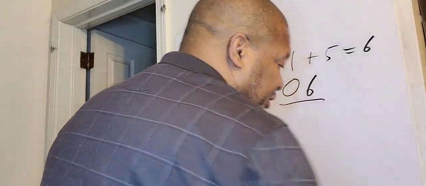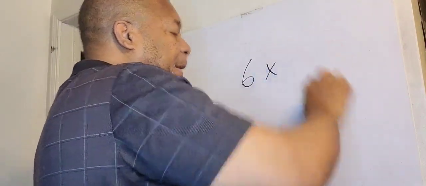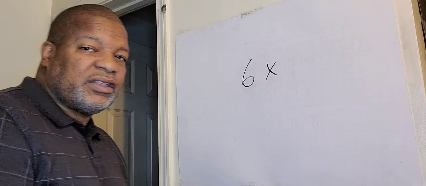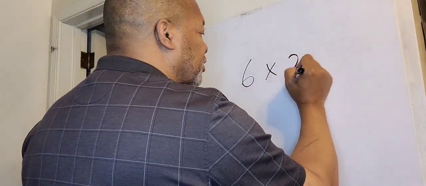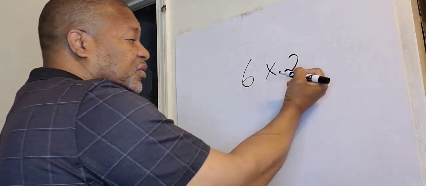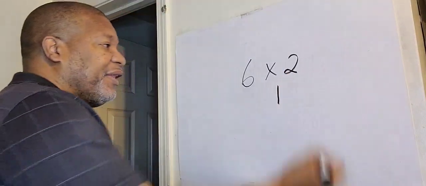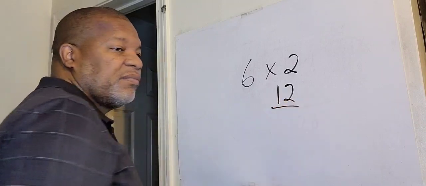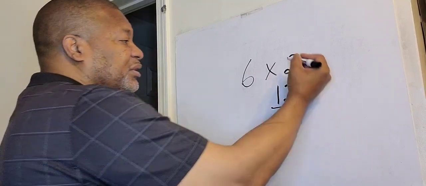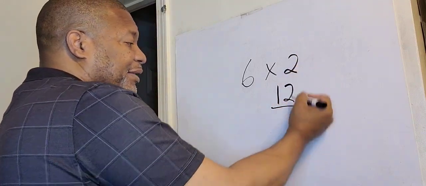Okay. So now we're going to do this with an even number, number 2. And just follow along. Same rule applies. 6 times 2. We're going to look at the 2 and go half, which is 1. And then we put the 2 down, 2. So the answer is 12. So we did that. We cut it in half, 1, and then put the 2 next to it, and that's the answer. 6 times 2 is 12.